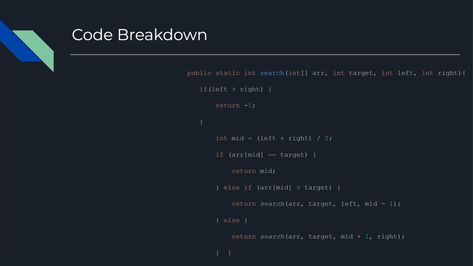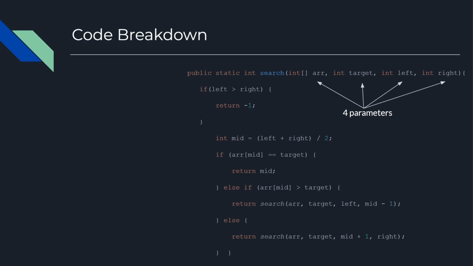We will go step by step to see how each part works and how the recursion helps us search the array efficiently. We will start with the method signature. Here we can see 4 parameters that are required to call the search method. The first is the array that we are searching, and the second parameter is the target element that we are trying to find in the array. The left parameter is the starting index of the current search range, and lastly, right is the ending index of the current search range.